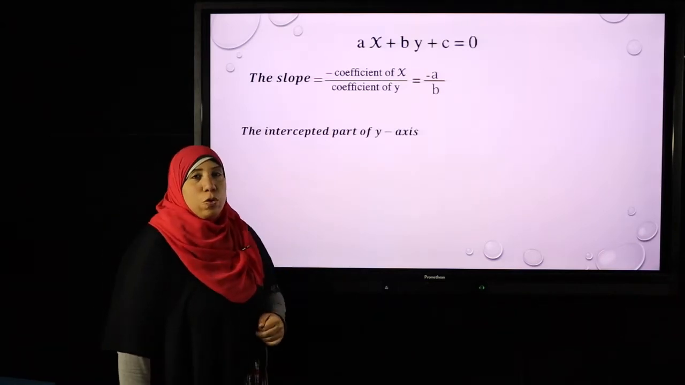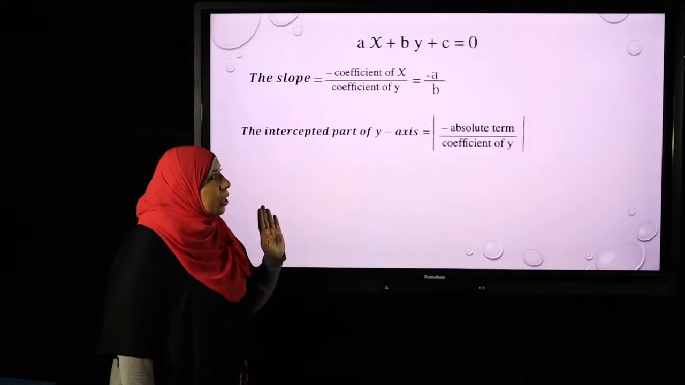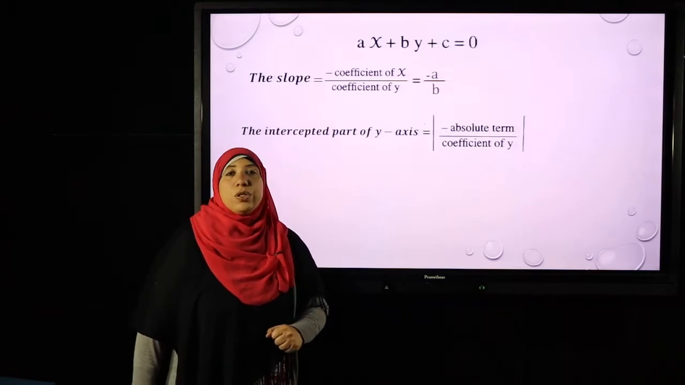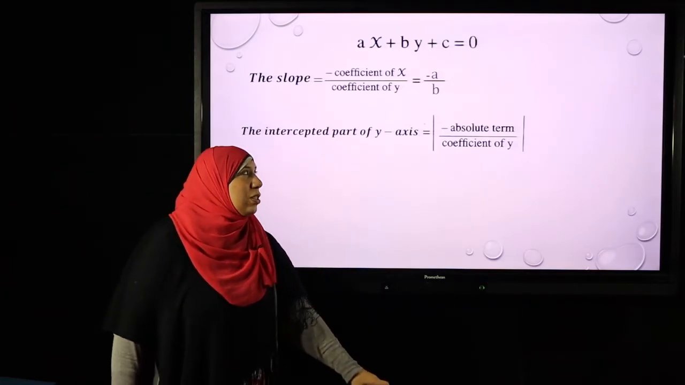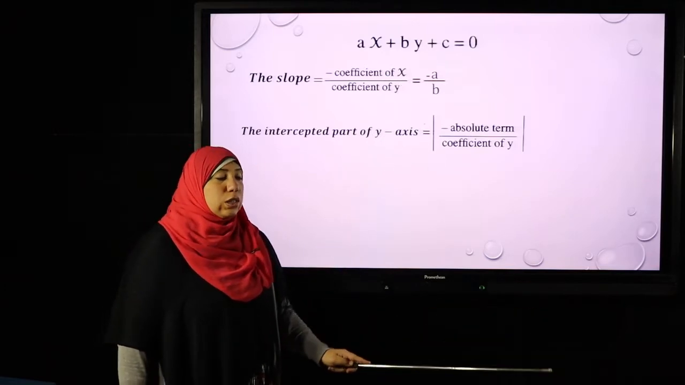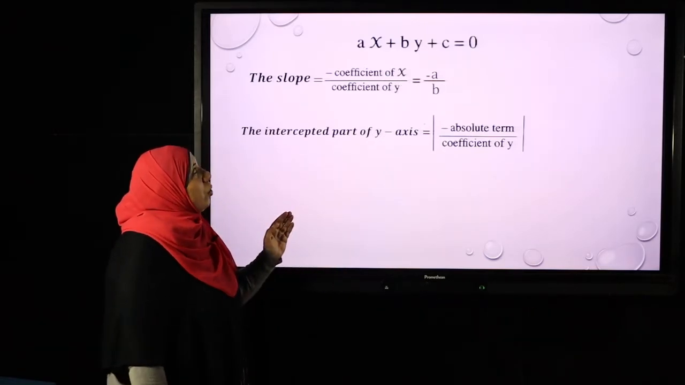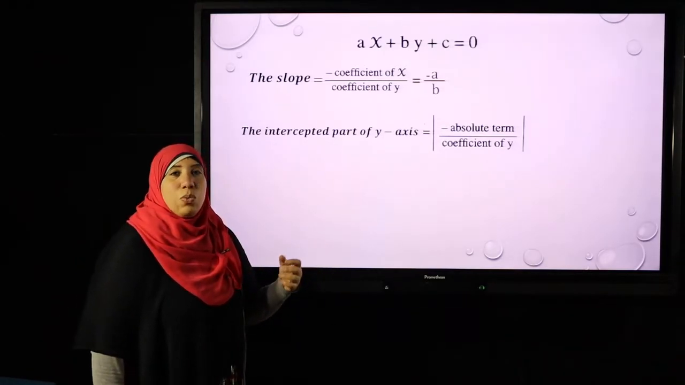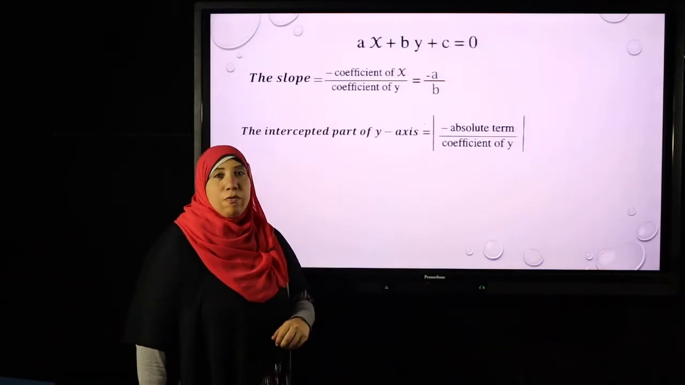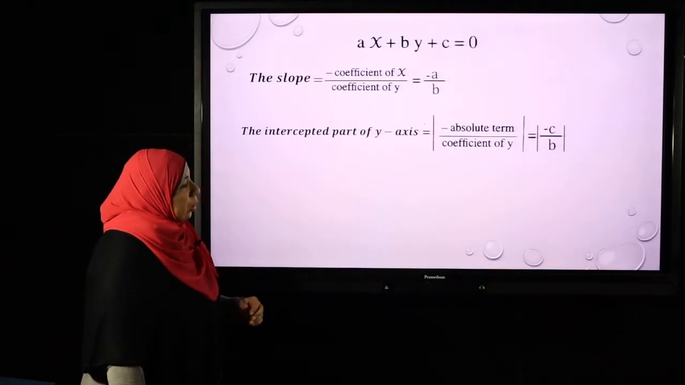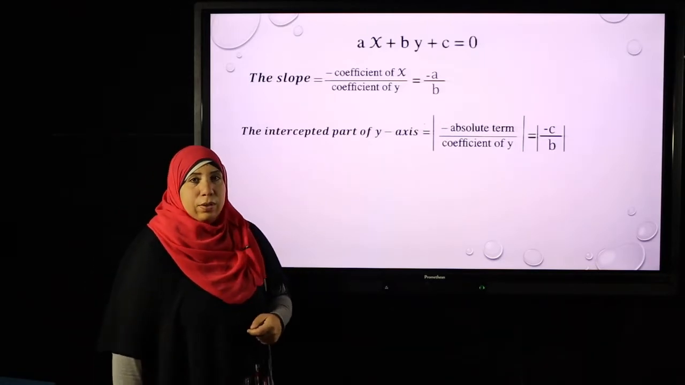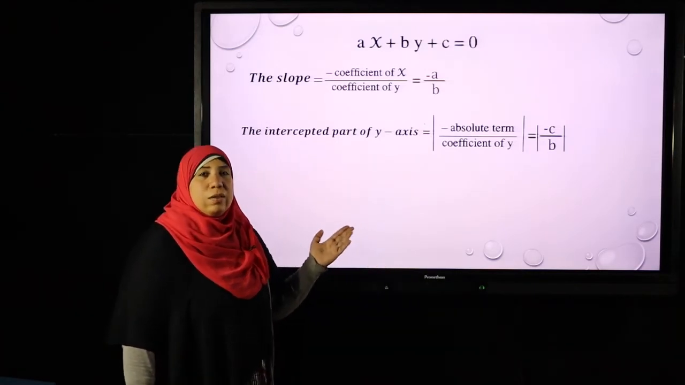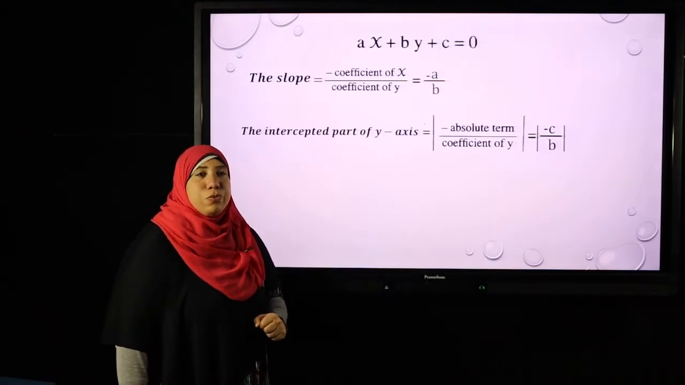And the intercepted part from the equation in this form is the absolute value of negative the absolute term over the coefficient of y. This negative changes the sign of a or the sign of c. So if the number beside x is negative 2, I will write 2. If the absolute term is 5, I will write negative 5. It equals negative c over b. Here there will be no difference between positive or negative because I use the absolute value.